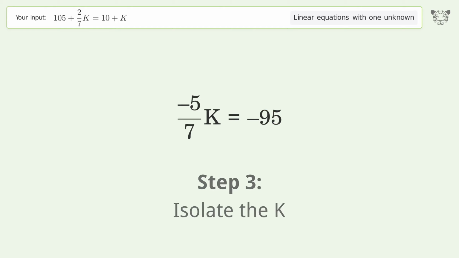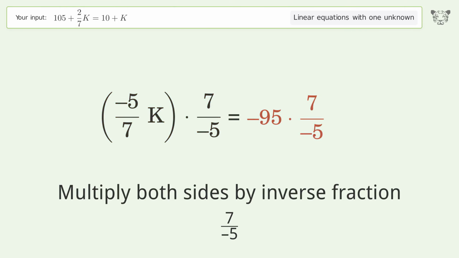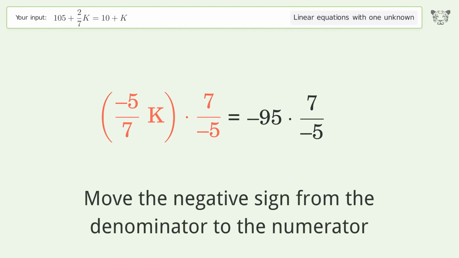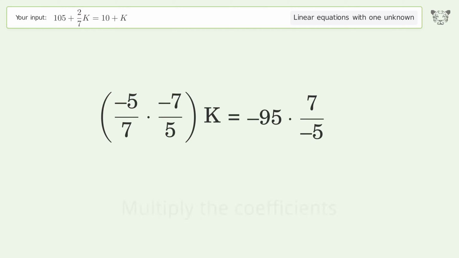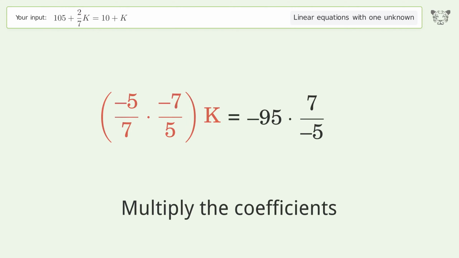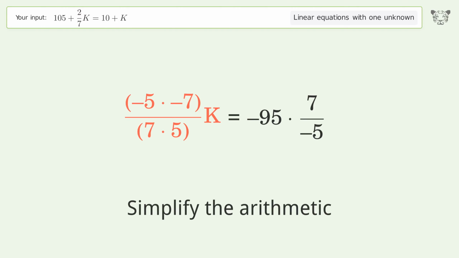Isolate the k. Multiply both sides by the inverse fraction 7 over -5. Move the negative sign from the denominator to the numerator. Group like terms. Multiply the coefficients. Simplify the arithmetic.